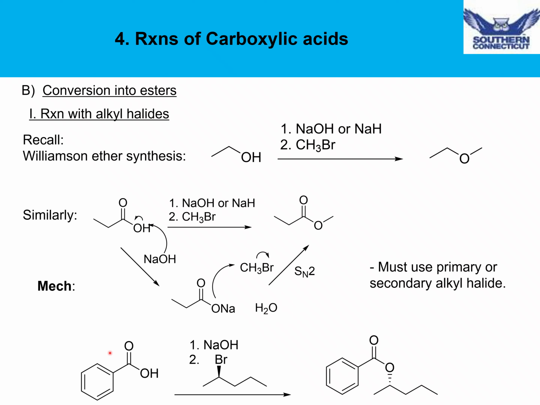Here's another example with benzoic acid. If we add base, you will get the conjugate base of this carboxylic acid, which is more nucleophilic. And so this oxygen will now add to this secondary carbon and do an SN2 reaction. Now, since it is an SN2 reaction, we're going to get an inversion of stereochemistry in the product, which we see here.